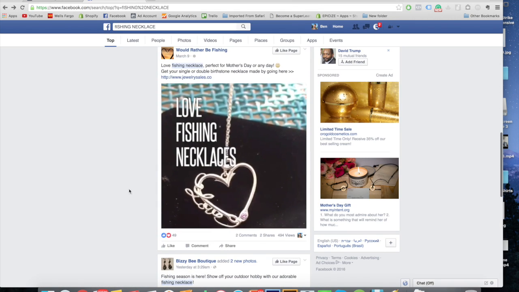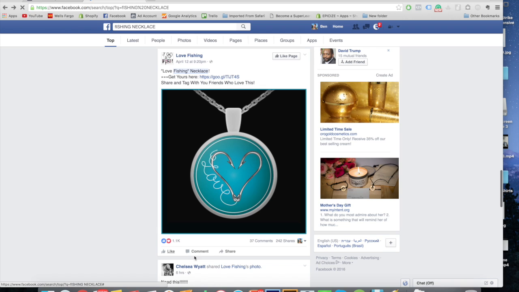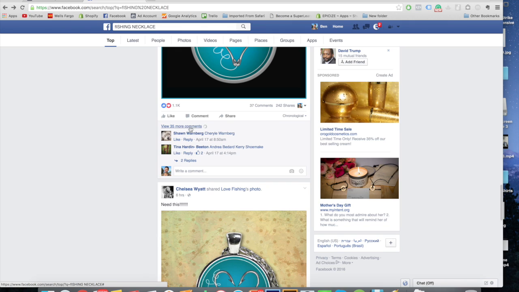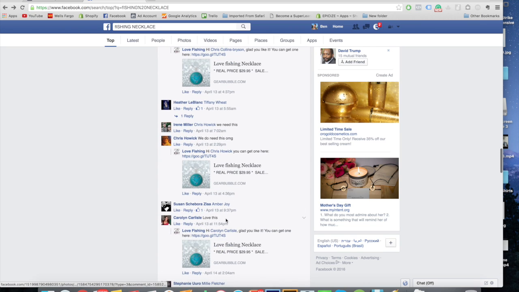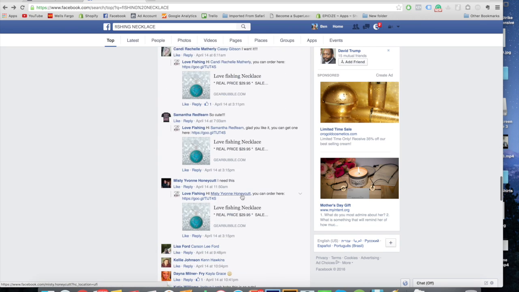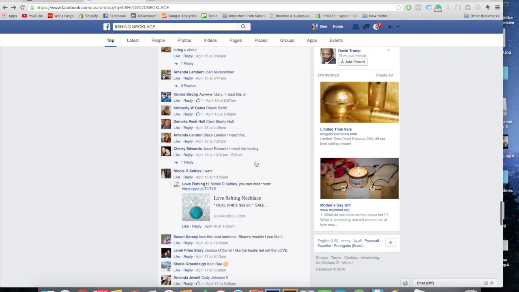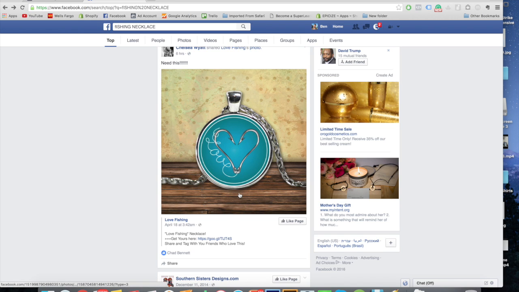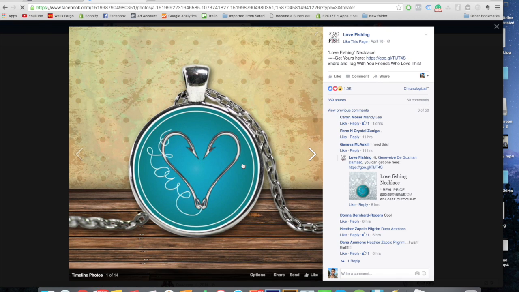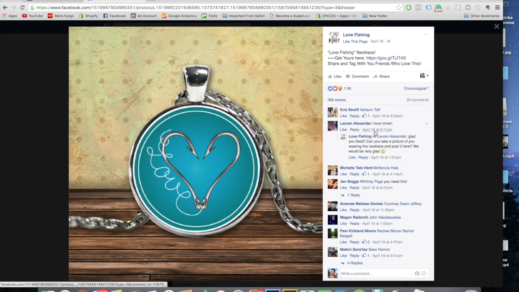Love fishing necklaces. Fine. This one has 37 comments and 1,100 likes. Let's see if we can find it. We're basically looking for a comment like, I got this, I love it, or I got this, I hate it. It doesn't matter as long as we find somebody that basically bought it. Not good enough to find I need this, I need this. Nope, we want to find somebody that took the money out of their pocket and purchased it. And we have another one here. There you go, I love mine.